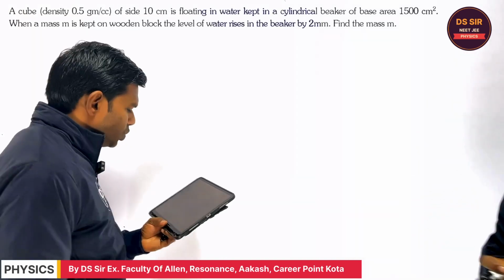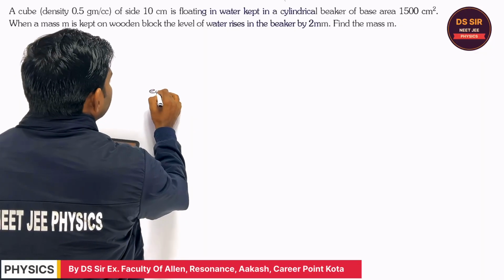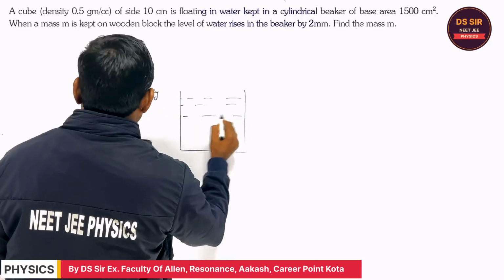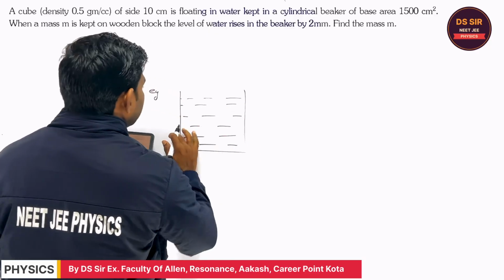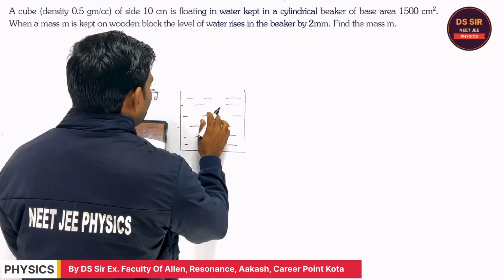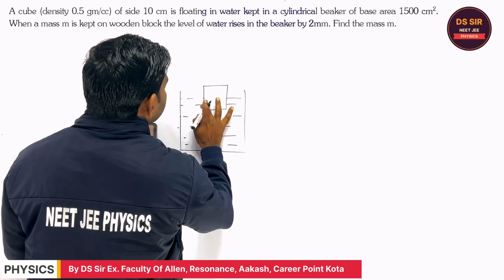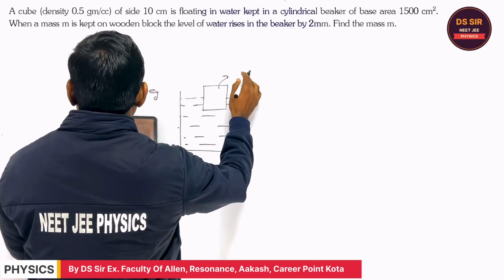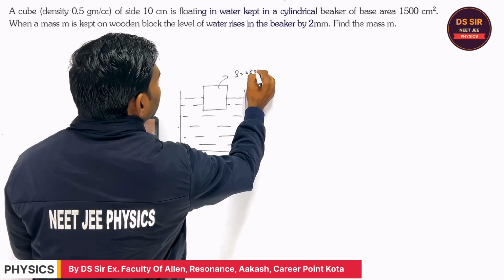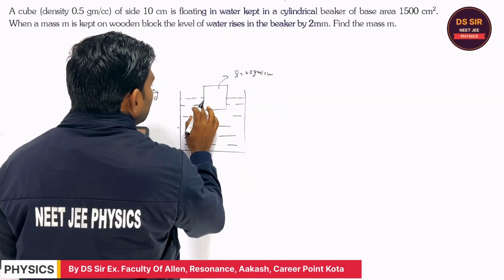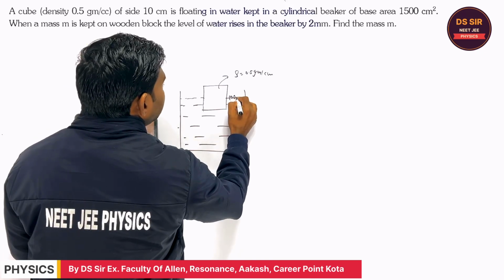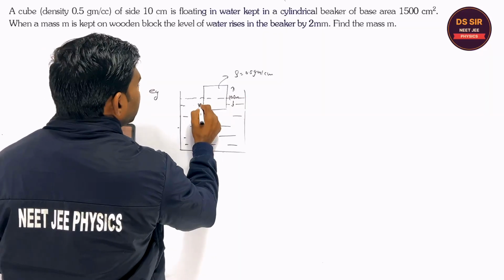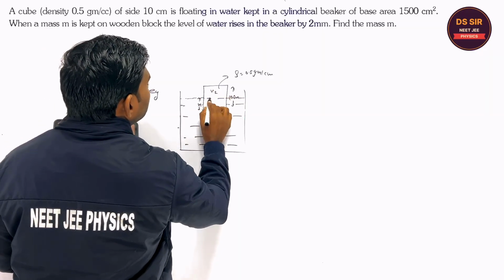Copy this. So in this question there is a cube, right? Suppose the water is filled in a water tank and a block, a cube, is floating on this, like this. The cube is floating on this. Is it clear? And the density of this cube is 0.5 gram per cc, right? This is the density, and the side is 10 centimeter.